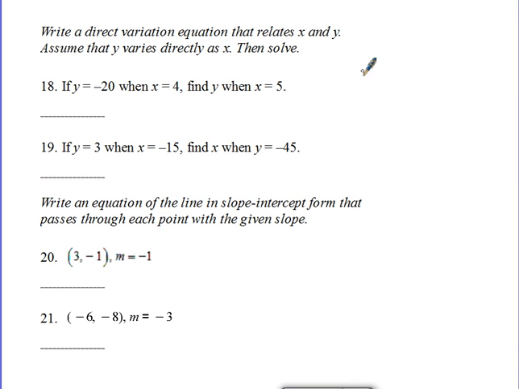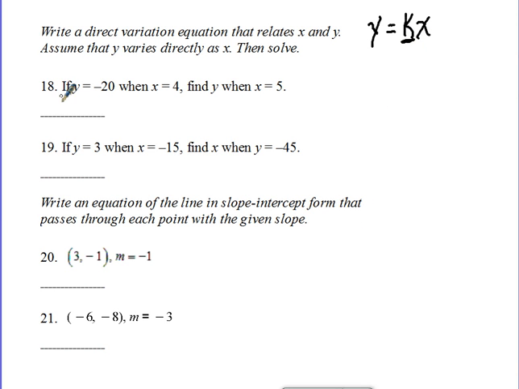Write a direct variation equation that relates x and y. Assume that y varies directly as x. As soon as we see the words direct variation and y varies directly as x, we should automatically understand that we're looking for an equation where y equals some number, and we generally call this number k, times x. We need to figure out what number is being multiplied with x to give us y.